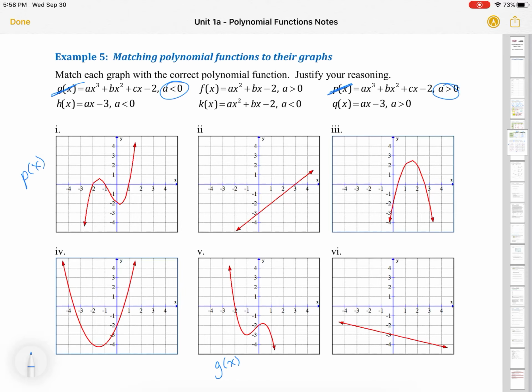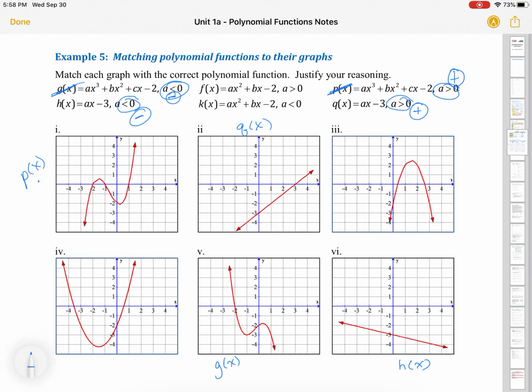Ha ha ha. Rewind, Mrs. Finley. So this one has A is positive. So this does need to be P. And this has A is negative. Similarly here, A is negative. And here A is positive. So that tells me that if A is positive, then this needs to be Q of x. And if A is negative, then the slope is negative. So this needs to be H of x.